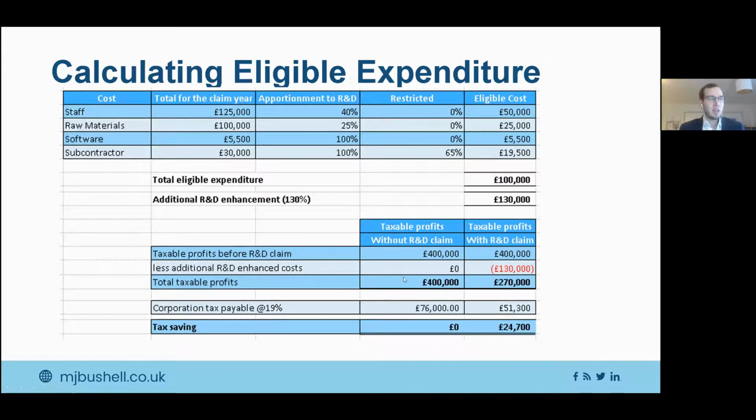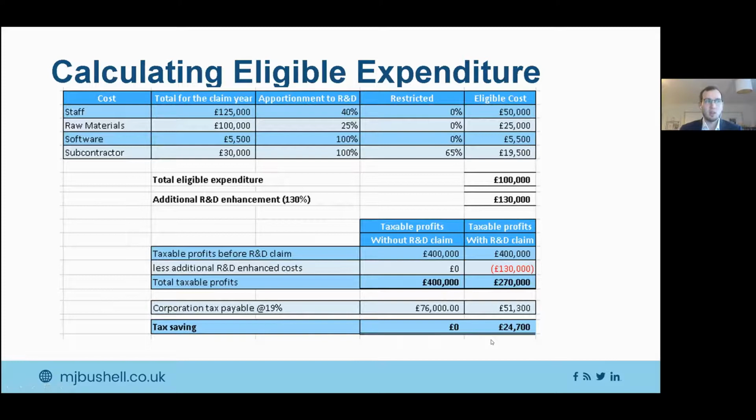If you're not making a claim, you're going to have to pay corporation tax at 19% on that £400,000, which equals £76,000. But if you do make an R&D claim, you're allowed to reduce your taxable profits by this additional £130,000 enhancement, which means that you now only have to pay corporation tax on £270,000, which at 19% equals £51,300.